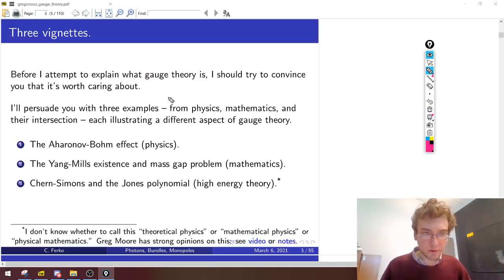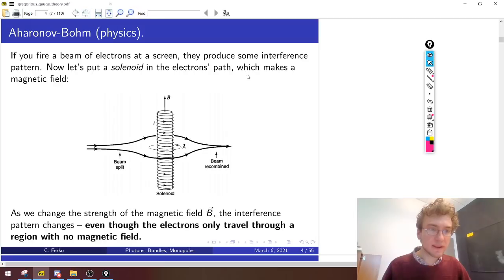And to do that, I want to start with three very brief examples, or vignettes, as I'm going to call them. One from traditional physics, one from more mathematics, and one from the field that I work in, which I'm referring to as high energy theory. You could refer to that as theoretical physics if you like. And each of these vignettes is supposed to illustrate a piece of what gauge theory is, without really giving you the whole picture, but just to whet your appetite, if you like.